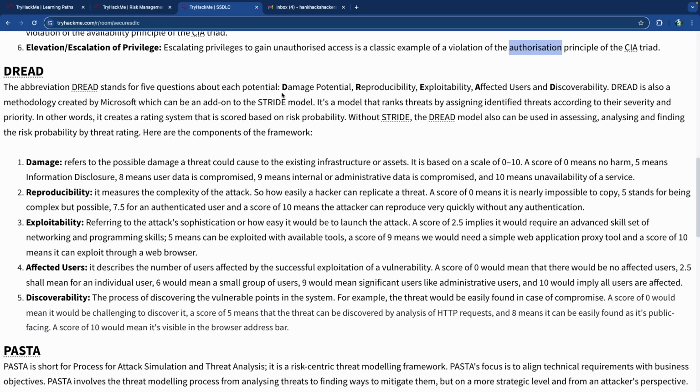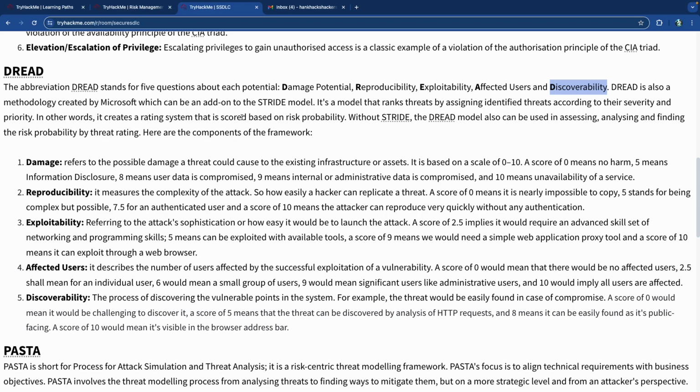Then we have DREAD, the DREAD model for threat modeling. And there's 5 major questions, and obviously it's the whole acronym thing. Like these are all acronyms, right? So what is the damage potential? What is reproducibility? How easy is it to reproduce this? How easy is it to exploit this thing? Who are the affected users? And how easy is it to discover what's going on?